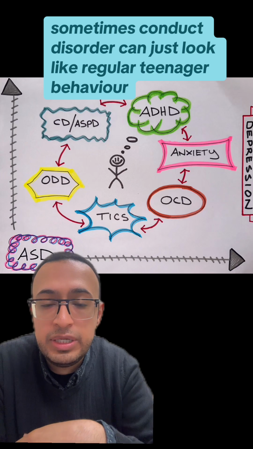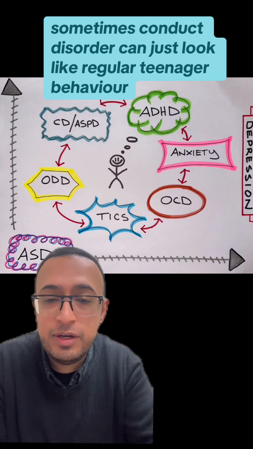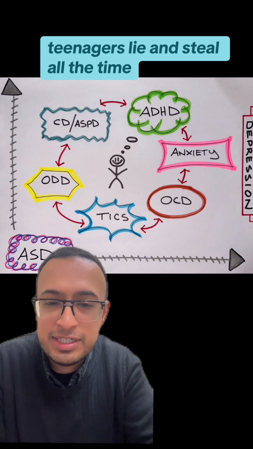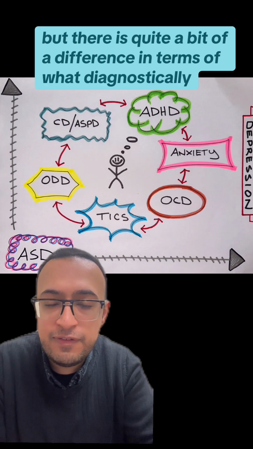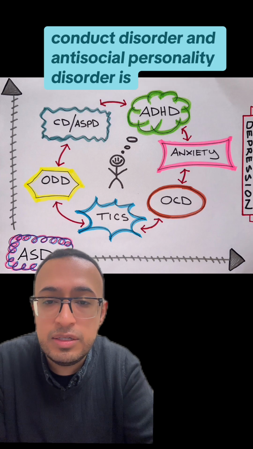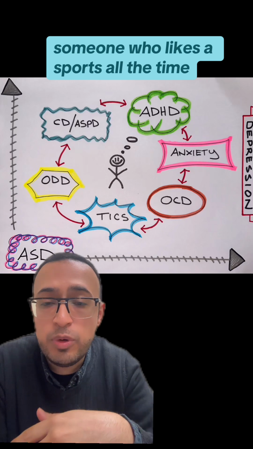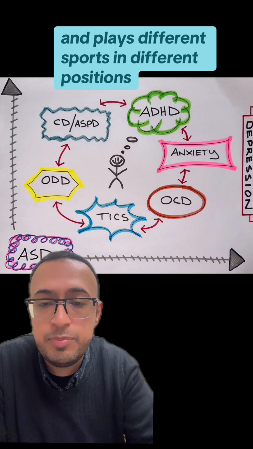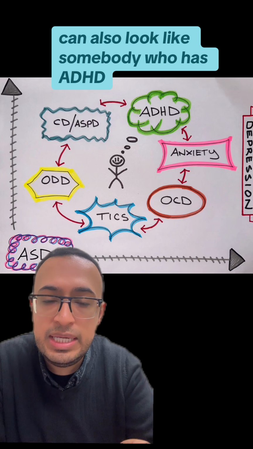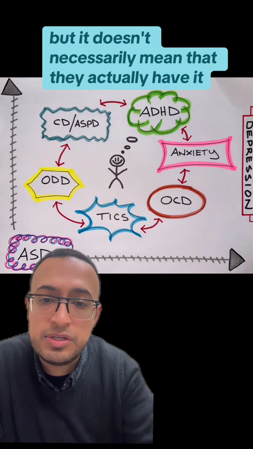Sometimes conduct disorder can just look like regular teenager behavior. Teenagers lie and steal all the time, but there is quite a bit of a difference in terms of what conduct disorder and antisocial personality disorder are diagnostically. Someone who likes sports all the time and plays different sports in different positions can also look like somebody who has ADHD, but it doesn't necessarily mean that they actually have it.